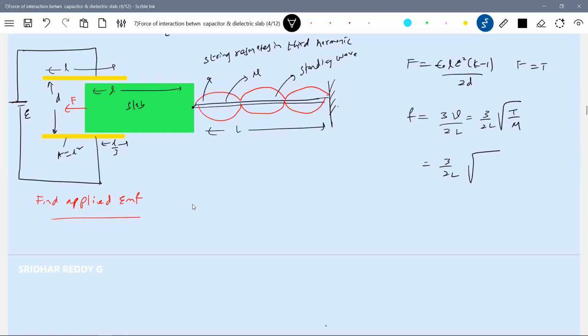This tension is what F. So this will be epsilon naught L E square (K minus 1) by 2D mu. Solve for E, you'll get the required answer. F is the frequency, which will be given, the third resonant frequency.